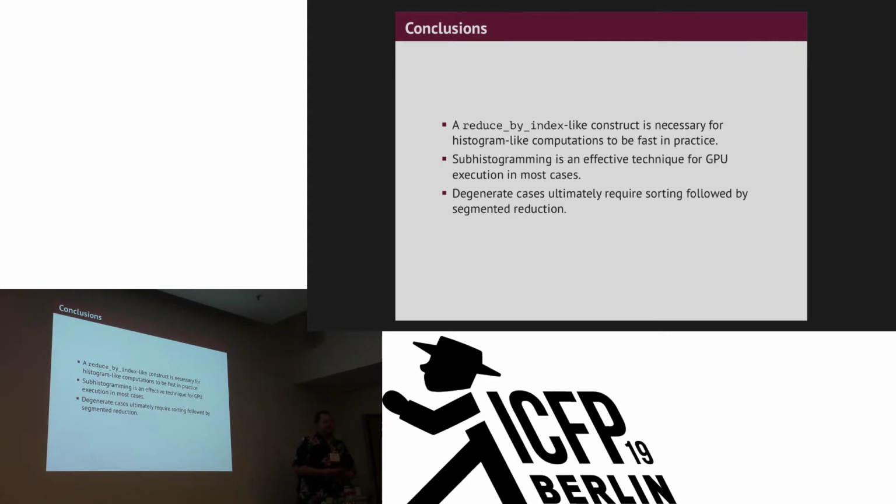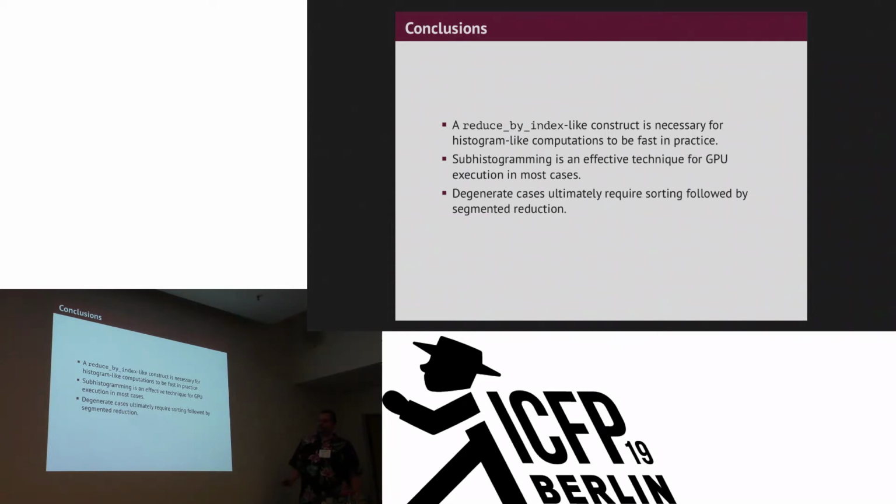Okay, so in conclusion, I think a reduce-by-index-like construct, no matter what you call it, is necessary if you want to efficiently support histogram-like computations and make them fast. I think sub-histogramming, even the simplest case, is most of what you need. The basic idea of just using more than one sub-histogram is in almost all cases enough. But there are degenerate cases where you need this sort-reduce thing.